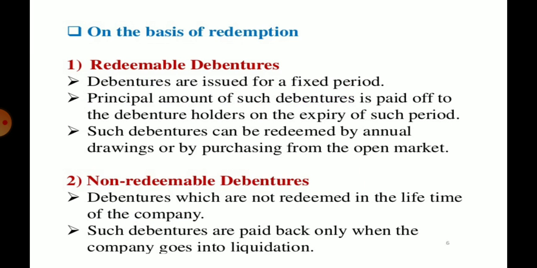any assets. On the basis of redemption, there are two types of debenture, that is redeemable, which can be redeemed after the fixed period of time. After the expiry of such period, the debenture can be redeemed by annual drawing or by purchasing from the open market. Non-redeemable debentures are not redeemable in the lifetime of the company, and can be paid back only when the company goes into liquidation.